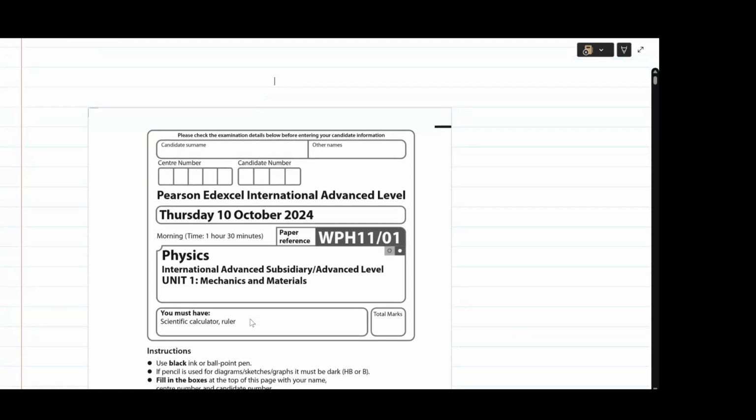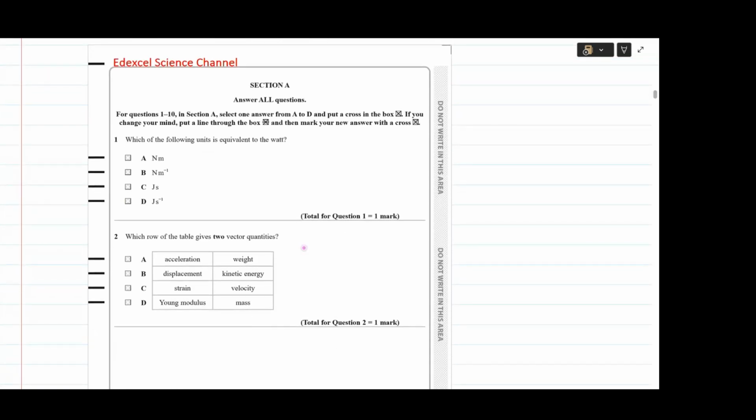Let's look at the first question. Which of the following units is equivalent to the watt? Now we know that the watt is actually the SI unit for power. If we write down the general formula for power, it is work done divided by time taken. The SI unit for work done is joules, and for time it's second. So it becomes joule per second. That is why number D is the answer.